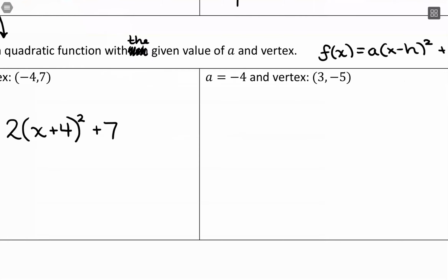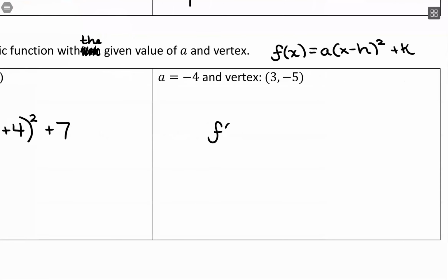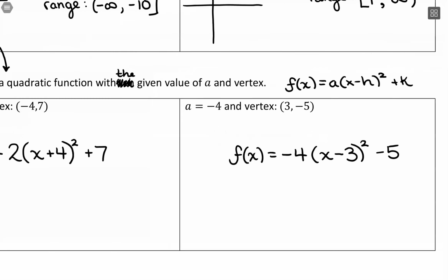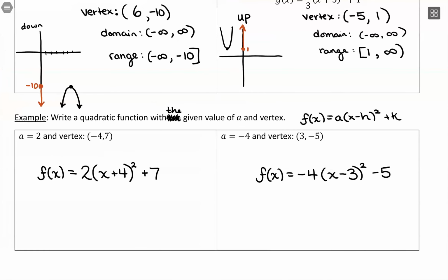And then that's done. Over here, we'll have a of negative 4, and then x. Now, because the x coordinate is positive 3, we'll write that as minus 3, and then squared. And then the negative 5 will be a minus 5 at the end. So there's our quadratic function and some different forms that we can work with.